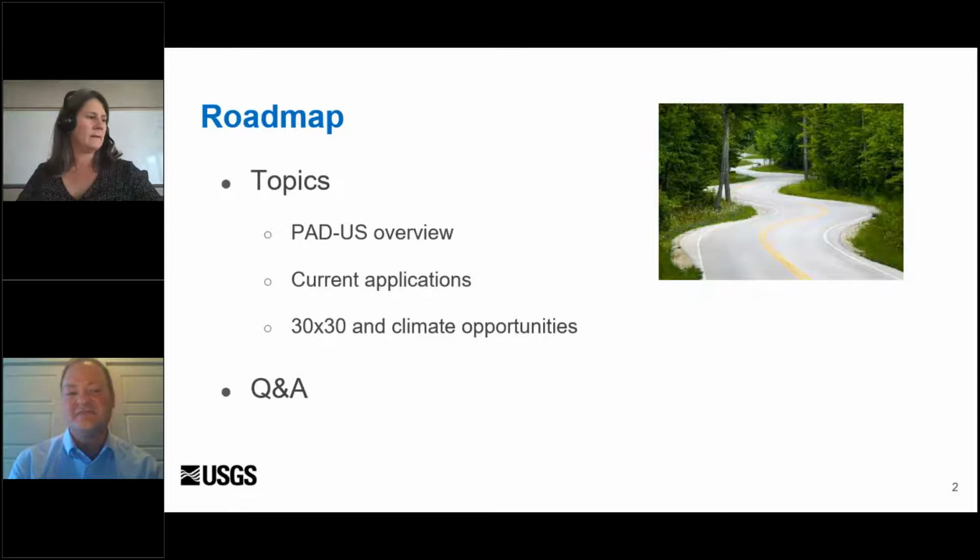How does this inform 30 by 30 and climate opportunities, the current administration's priorities, as well as other priorities that are more persistent? And then we'll open up for questions and answers. I hope to have a fair amount of time for that discussion. We're going to try to keep our presentation rather short, but there's some good stuff to present as well as talk about after. So do think about questions, and I believe we're using the chat function for those questions.